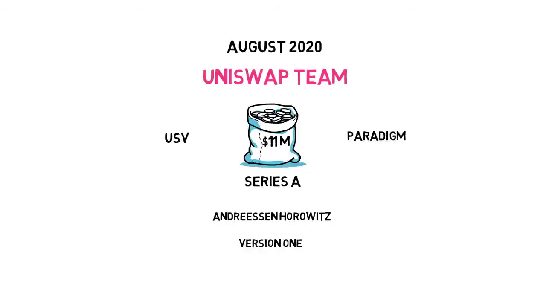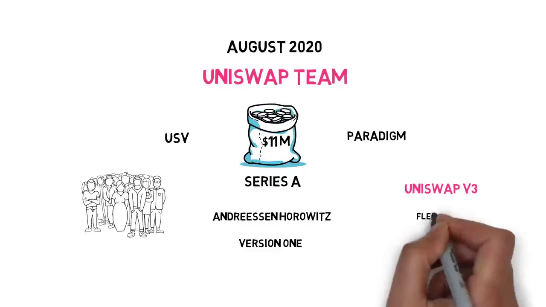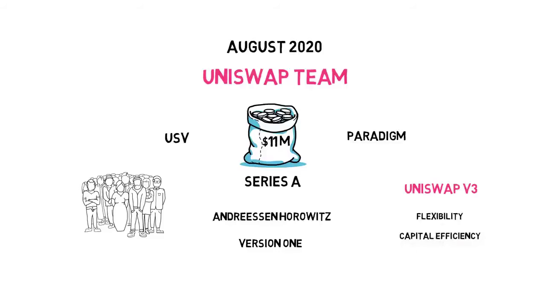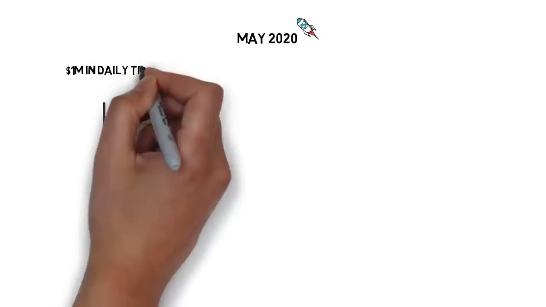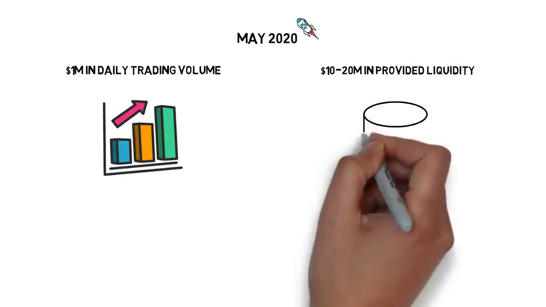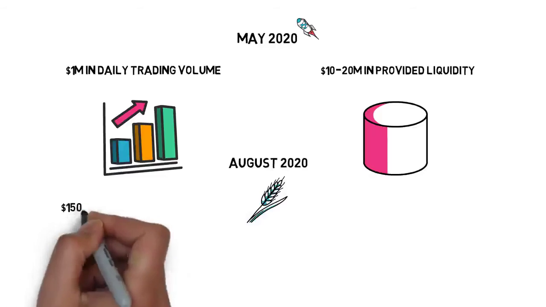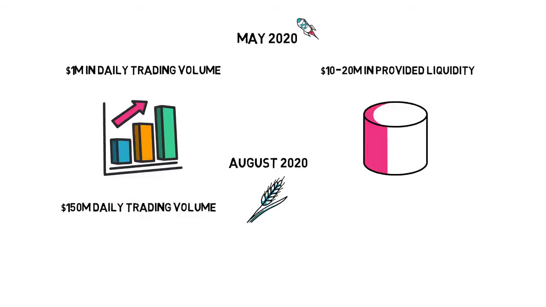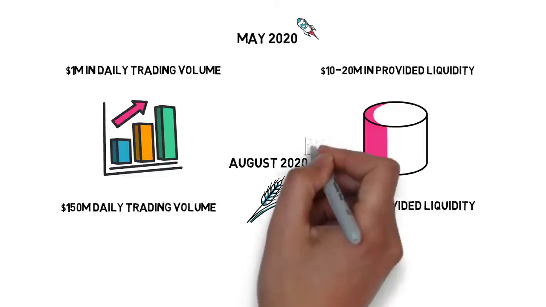The funds were used to grow the team and build Uniswap v3, which will dramatically increase the flexibility and capital efficiency of the protocol. In May 2020, with an increased interest in DeFi, the trading volume on Uniswap started picking up. It was not unusual anymore to see over $1 million in daily volume and around $10 to $20 million in provided liquidity. In August, with all the yield farming craze going on, we are looking at around $150 million in daily volume and around $300 million in provided liquidity, a truly exponential growth.